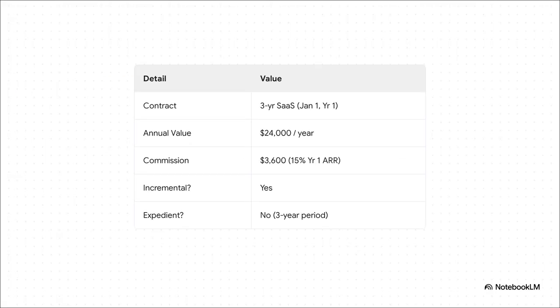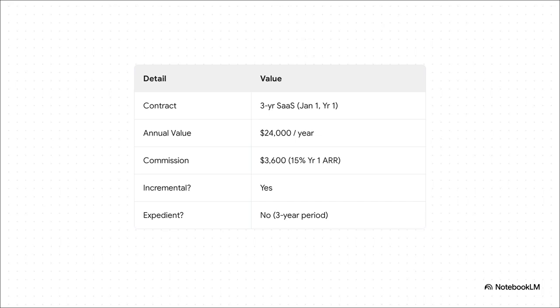Okay, let's lay out the parameters for this first contract. Imagine you sign a 3-year SaaS subscription on January 1st, year 1. The annual contract value is $24,000 a year. Now, to get this deal across the finish line, a commission of $3,600 was paid to the sales rep. That's exactly 15% of the year 1 annual recurring revenue. So first question, is this cost incremental? Absolutely, yes. The rep only got that commission because the contract was actually signed.